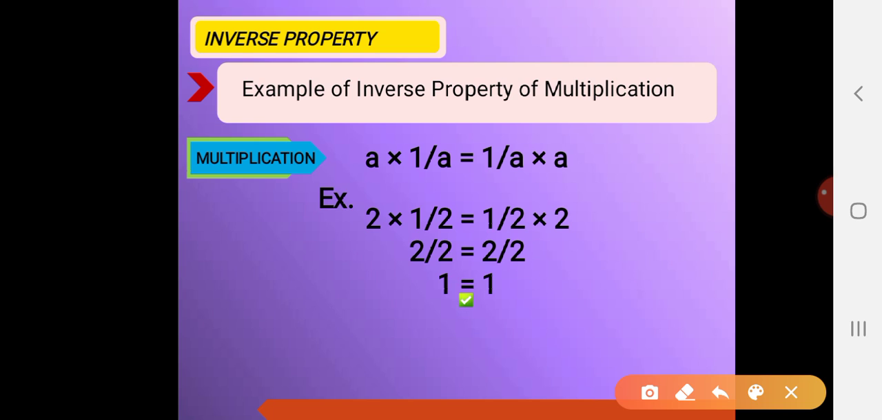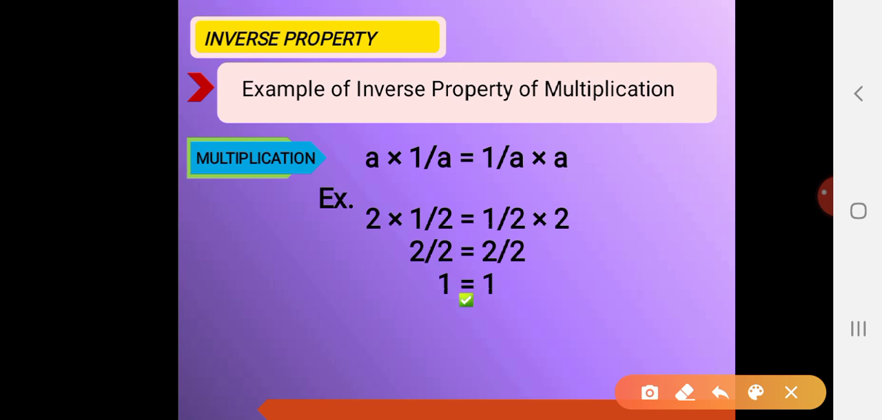So, replace A as a 2. So, 2 times 1 over 2. Naa siya imaginary nga 1. So, ang result is 2 over 2. 2 over 2 reduced into lowest term is equal to 1. So, 1 ang iyang answer.